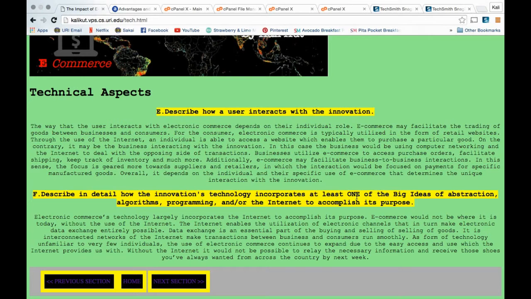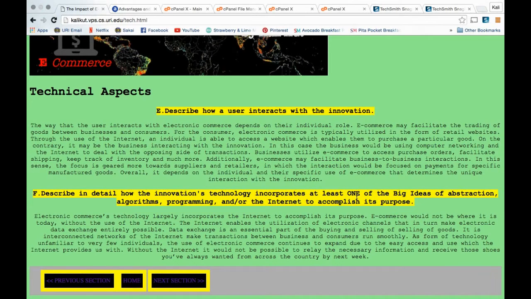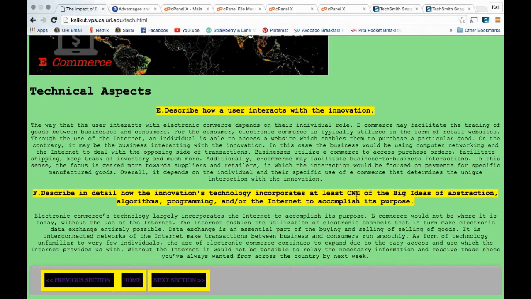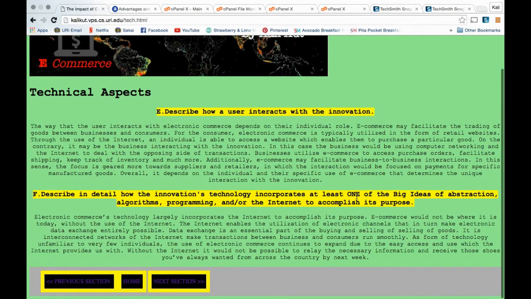F asks us to describe in detail how the innovation's technology incorporates at least one of the big ideas of abstraction, algorithm, programming, and or the internet to accomplish its purpose. I focused on how the technology incorporates the internet. The internet is a large part of electronic commerce and is what makes it all possible. It is the electronic channels which allow for the data exchange between purchases, consumers, and businesses that make electronic commerce what it is today.